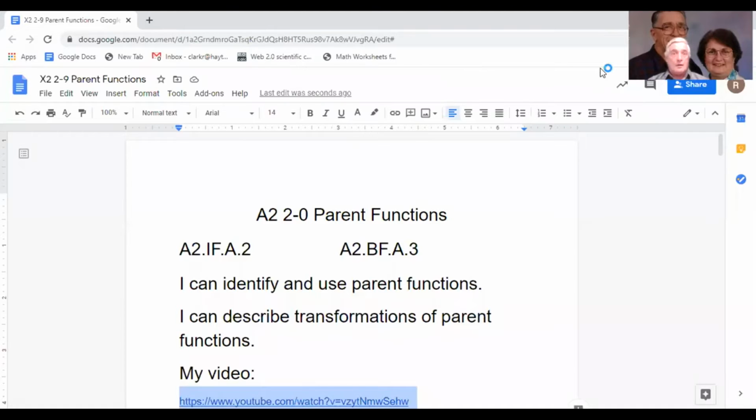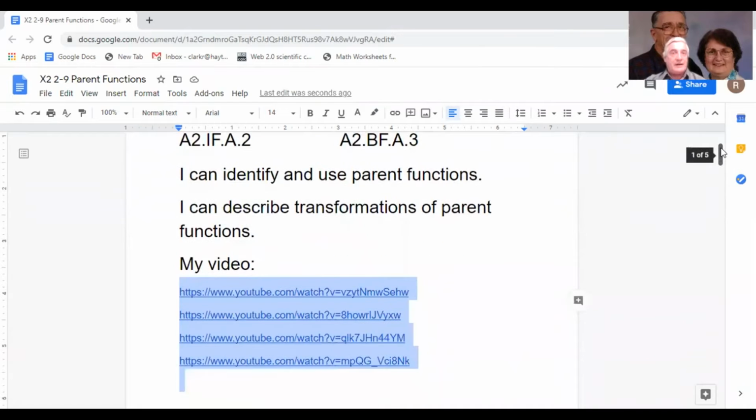Today, we're going to talk about parents in algebra, parent functions. This is parent functions. It's A2 IF.A.2 and A2 BF.A.3. Your I can statements today are, I can identify and use parent functions. I can describe the transformations of parent functions.